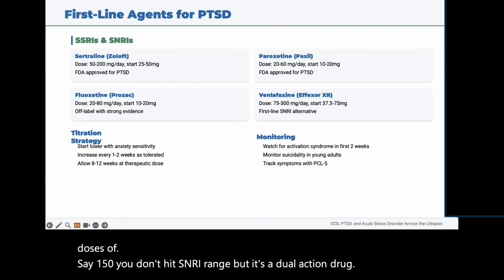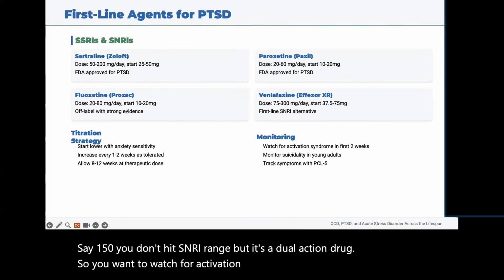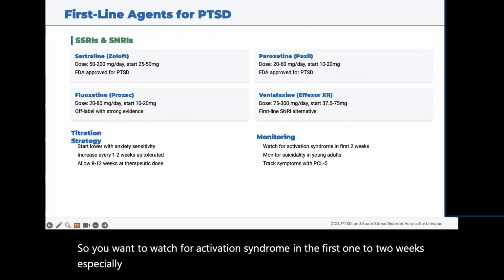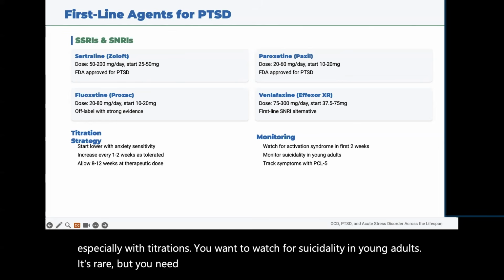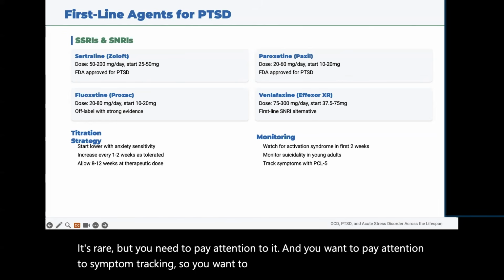So you want to watch for activation syndrome in the first 1 to 2 weeks, especially with titrations. You want to watch for suicidality in young adults. It's rare, but you need to pay attention to it. And you want to pay attention to symptom tracking. So you want to pick a tool that you can use at baseline and then at follow-up visits.